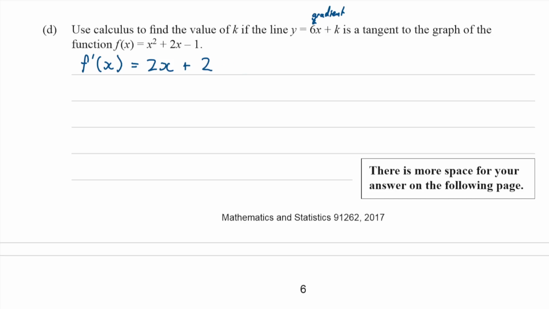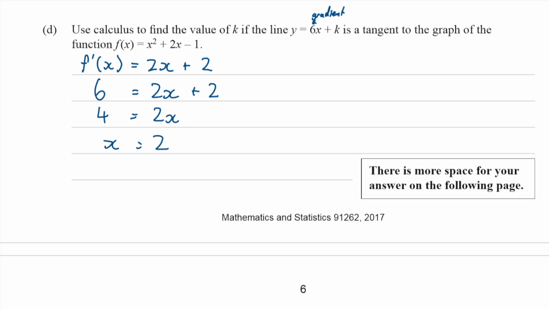Great, so we have the derivative, the gradient function. Now, we were told the gradient of the tangent is 6, which means the gradient of our function needs to be 6 at the point where they meet. So we can set our gradient function to 6. So 6 equals 2x plus 2. Great, and now we solve for x. Subtract 2 off of both sides, divide both sides by 2, we get x equals 2.